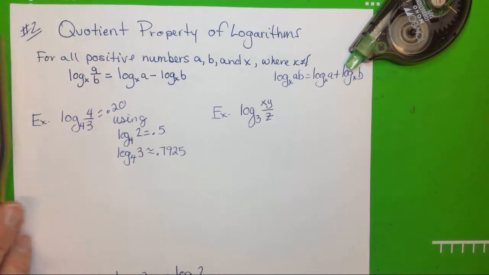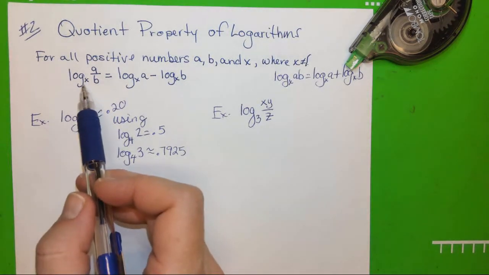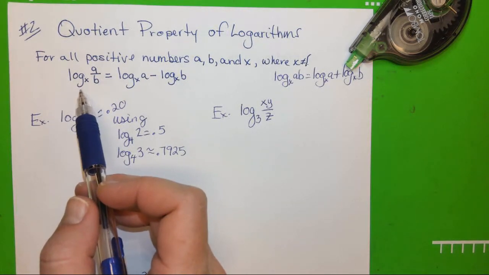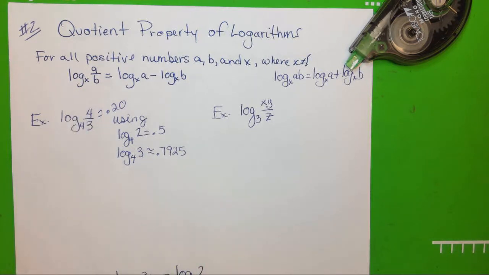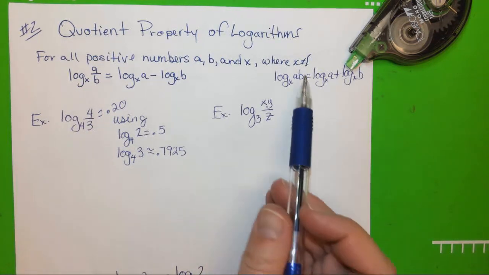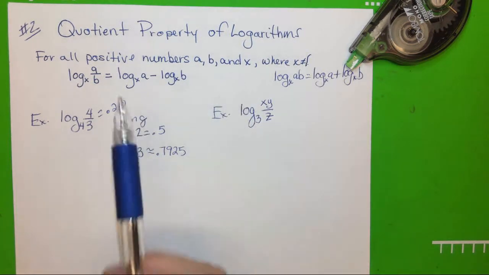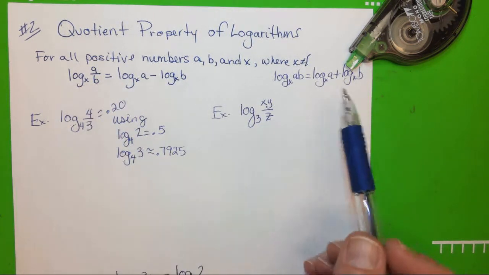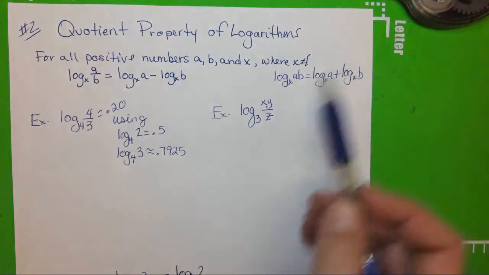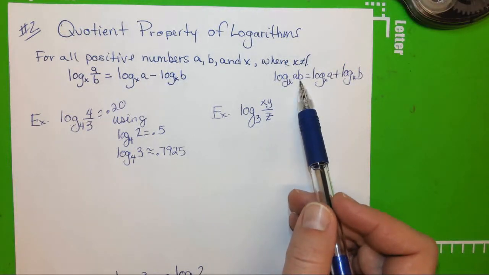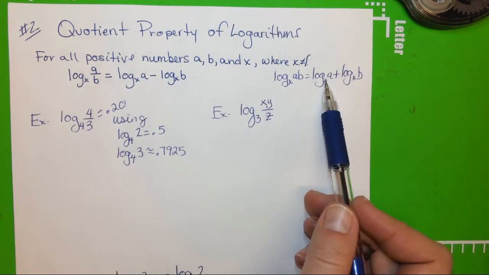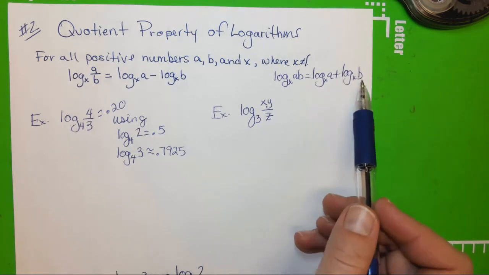Okay, so we're going to look at our second property of logarithms, the quotient property. For all positive numbers a, b, and x, where x cannot equal 1, because we would be raising 1 to some power if we were to translate that to exponential notation. So x can't equal 1, but we have a, b, and x. We know the product property: log base x of ab equals log base x of a plus log base x of b.